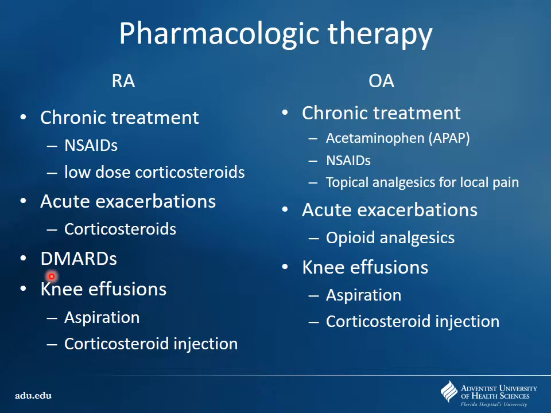Anyone know what that means? Disease modifying anti-rheumatic drugs. Yep. So we'll look at DMARDs in a little bit. Those are going to be very slow acting, but they are going to be good for slowing down progression of disease. And then we'll also see that for both of them, we can actually do some effusion procedures as well. So things like aspiration of the joint can be useful, especially if it's very swollen and inflamed. And we'll also get some corticosteroid injection as well.